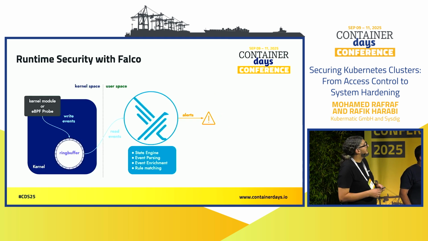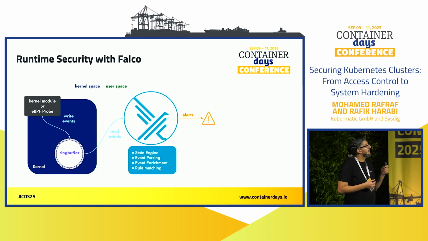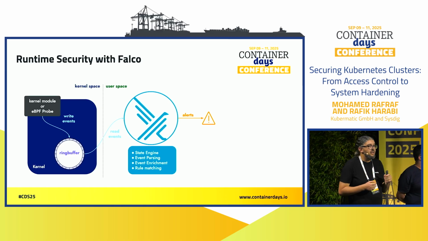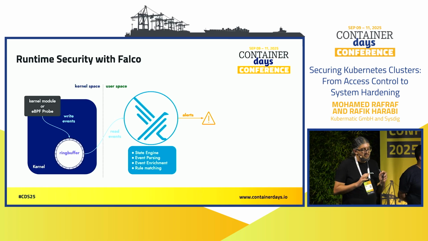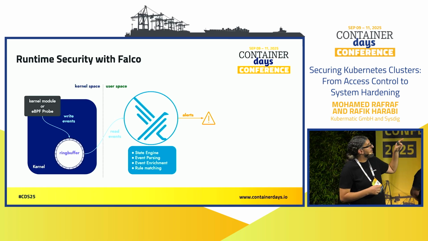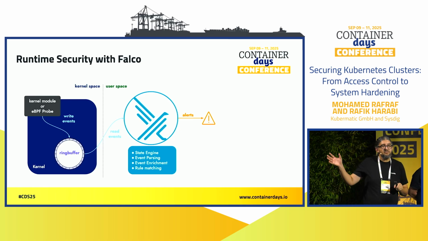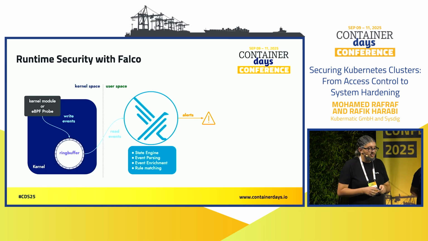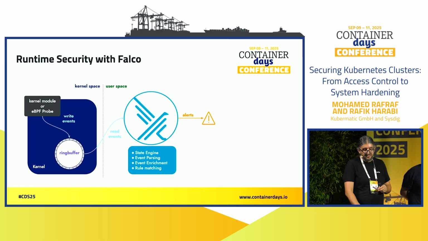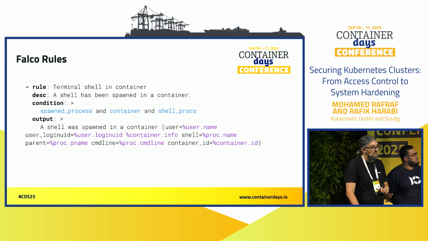In terms of workloads, we are copying the system calls. Either we are using a kernel module or we are using a BPF probe, which is less intrusive. From there, we have the ring buffer, and on the ring buffer we are reading the events. We compare those events against the list of rules or policies that we defined, and if there is something matching, we raise an alert. So this is the way it works.